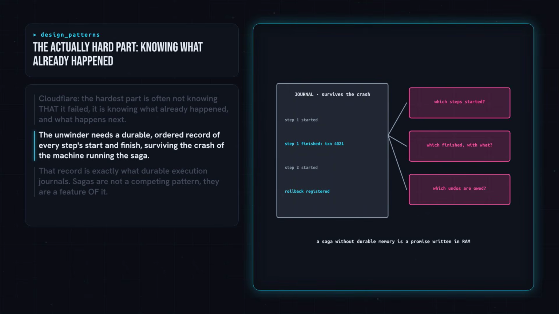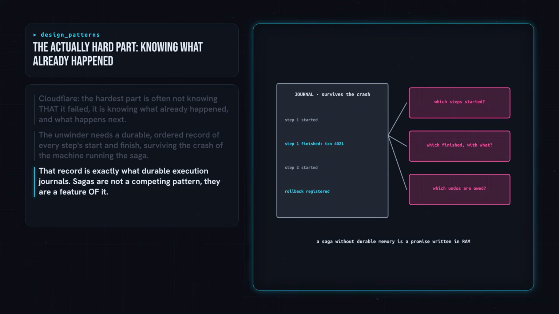This is why hand-rolled sagas decay into status columns, sweeper crons, and tribal runbooks. Teams keep reinventing a crash-proof memory of progress, one incident at a time. A durable, ordered, crash-surviving record of every step, start, and completion is precisely what a durable execution engine gives you, a journal that outlives the process. Sagas are not a competitor to durable execution, they are its most natural feature. Journal the forward steps, and the unwinder can always reconstruct what happened and what it owes the world, which is exactly the foundation Cloudflare built on.